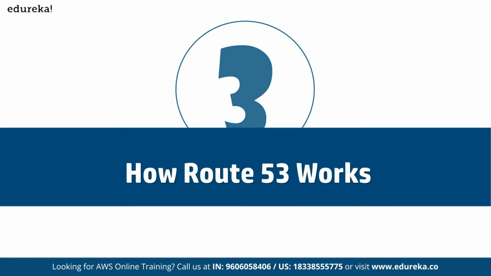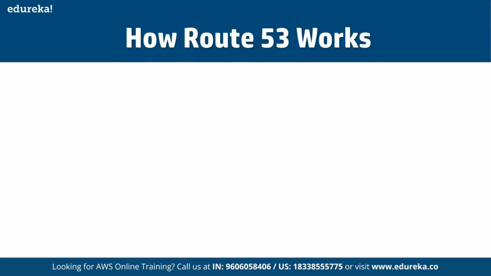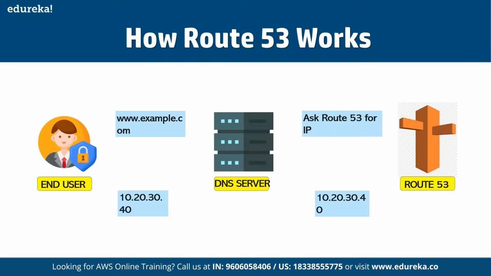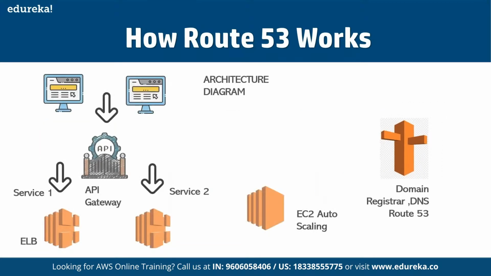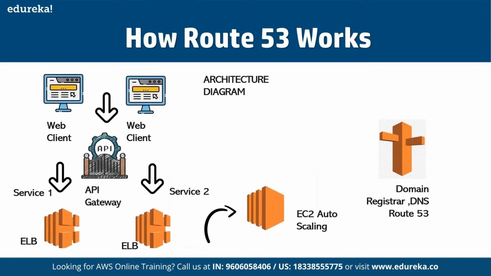Now, before we go into Route 53 and how it works, I will also try to showcase that entire thing again. This is my end user. He's sitting on a browser and types a domain name, www.example.com. My DNS server goes and asks my Route 53 corresponding to this example.com, what is the IP address? And then you get the IP address of that. With this IP address, I'll finally reach my web server where it is running.